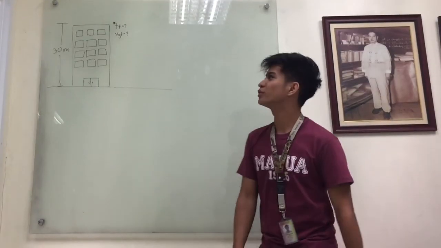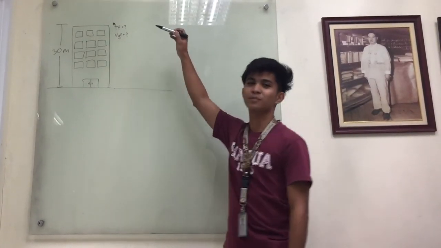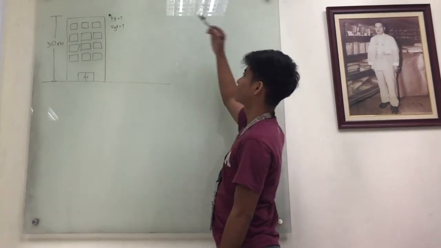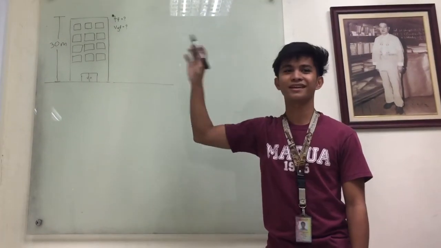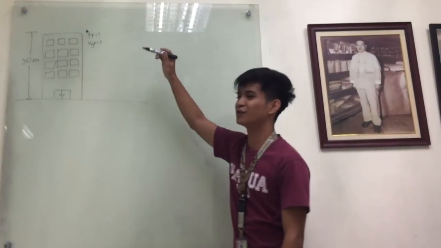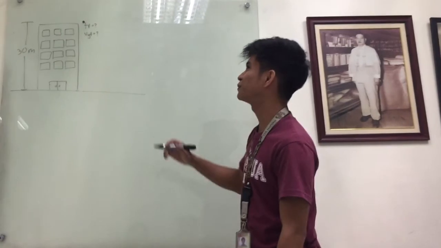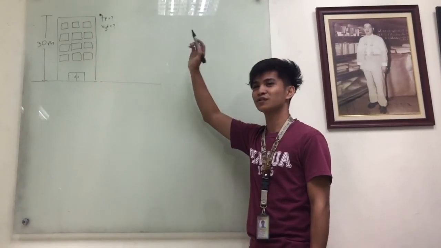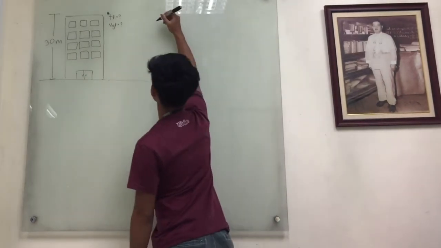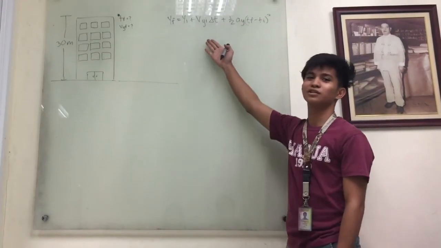In this problem, we are given a stone at rest at the top of the building, which is dropped from a height of 30 meters. We are asked to find the time it takes for the stone to reach the ground and the speed of the stone at impact. First, we'll be finding the time it takes for the stone to reach the ground. So we'll be using this kinematic equation.